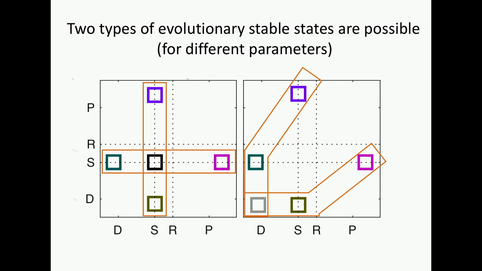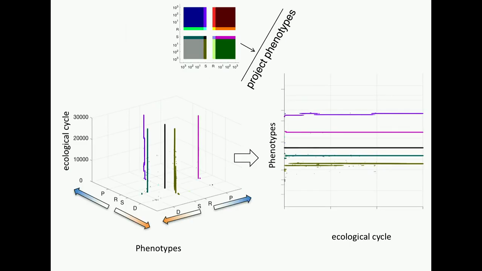And you can keep going. Like with three antibiotics, we can see seven species coexisting. Okay, so for the rest, I want to simplify our notation. So instead of having these three-dimensional diagrams of phenotypes over time, I'll project the phenotypes into one dimension like that, and then we're going to look at phenotypes in some abstract space versus ecological cycle, and you can look at what happens with the different lineages, okay?